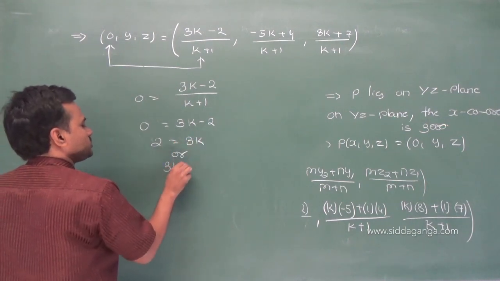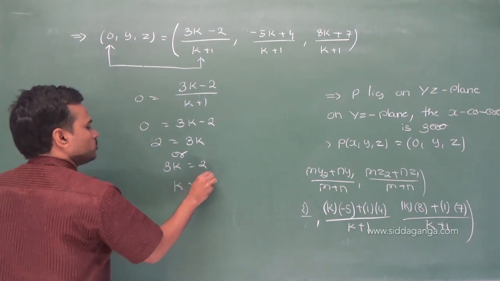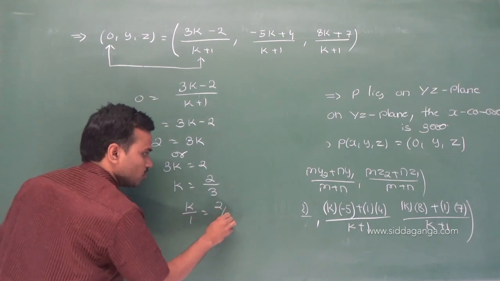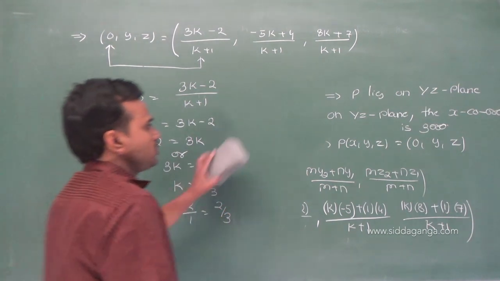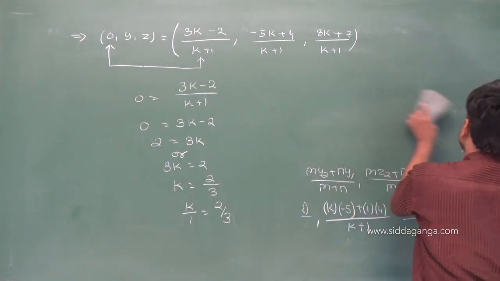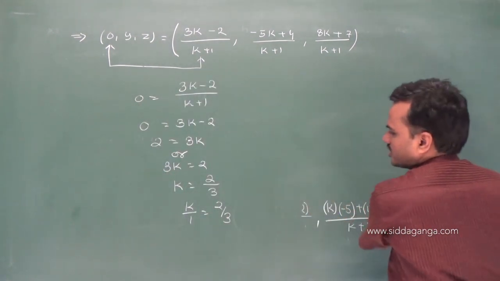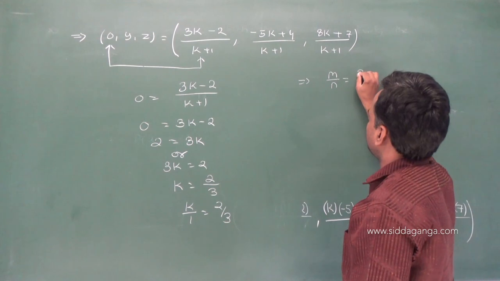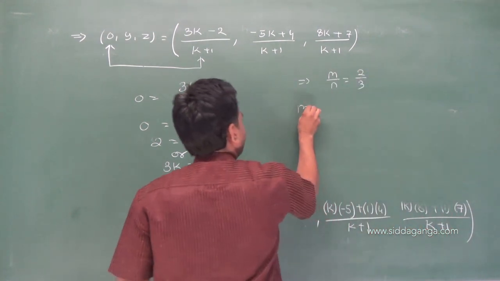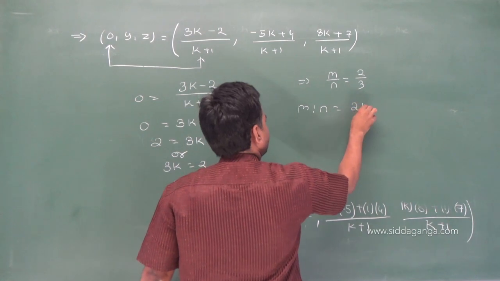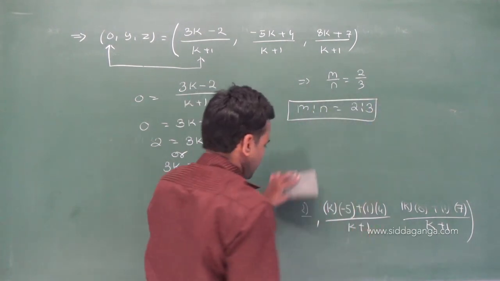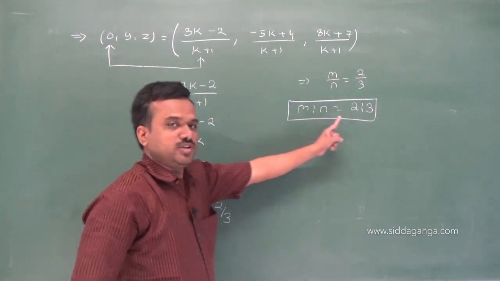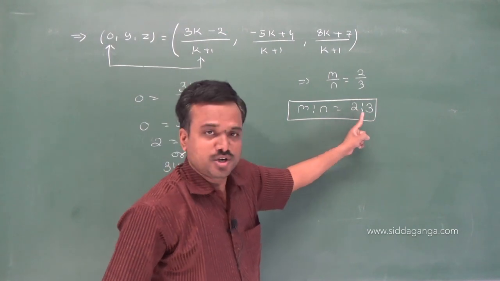3k is equal to 2, so k is equal to 2 divided by 3. That implies k by 1 is equal to 2 by 3. k divided by 1 is equal to 2 by 3. K by 1 means m divided by n is equal to 2 by 3. Hence, the ratio m is to n is 2 is to 3. The ratio of the given problem is 2 is to 3.